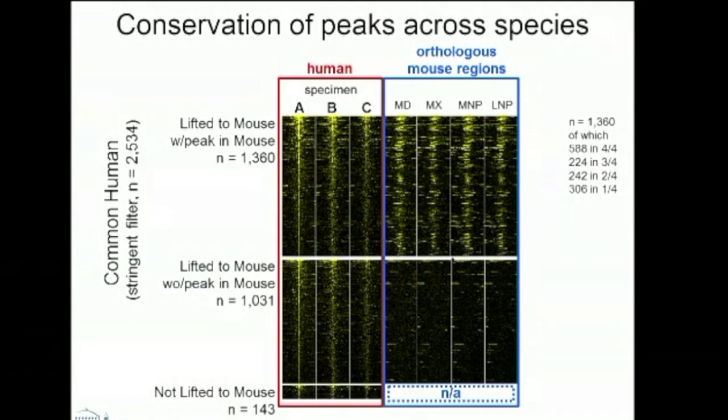Also, all analyses of this type are limited by the quality of the sequencing data. For example, down here, these might include some cases where there is a little bit of signal, but it was just not significant enough to be called as a peak.